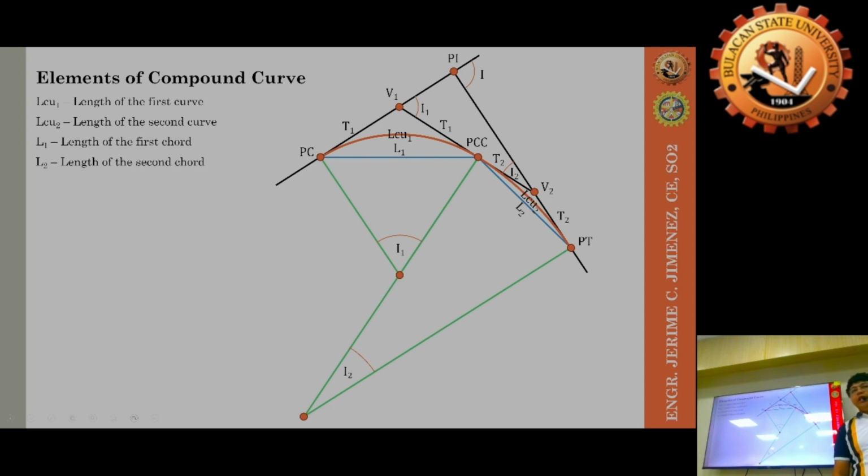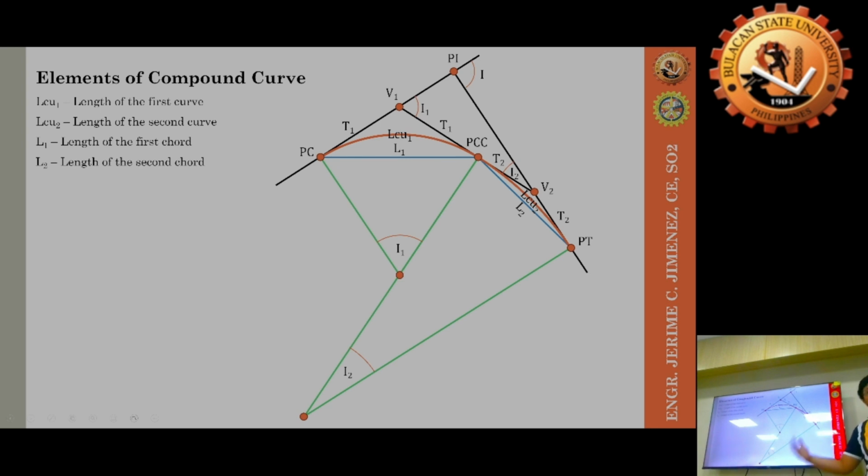Take note, hindi pa yan yung long chord. Chord pa lang yan. Kumbaga, sa simple curvature, hindi siya matawag na subchord kasi hindi naman siya dumaan sa full station, no? Hindi naman siya dumaan doon, so hindi siya subchord. Pero, ito ay chord ng first curve. Ito yung chord ng second curve.